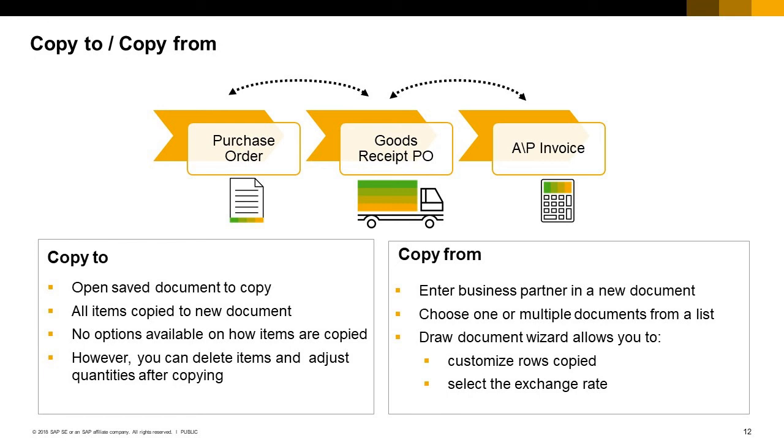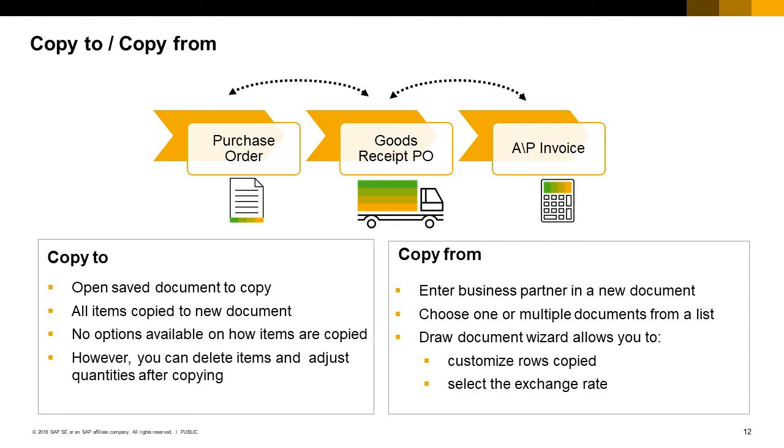The other method for copying a document is Copy From. The Copy From button allows you to select a base document or documents from which to create a new document. Clicking Copy From starts the Draw Document Wizard. To use the Copy From function, you open a new document and enter a business partner. After choosing the Copy From button, you can choose one or multiple documents from a list. The Draw Document Wizard allows you to customize the rows and quantities copied into the target document, as well as select which exchange rate to use.